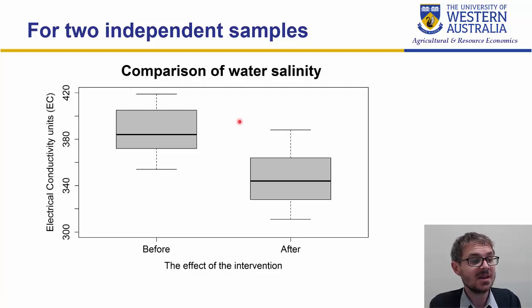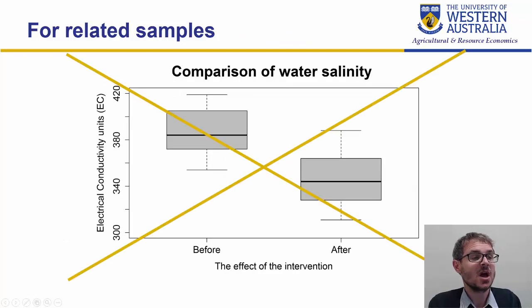Now, what I'm going to say here is that we don't do this, all right? This is a representation for two independent samples. So we don't want to do this. What we want to do, because we've got paired data, is we've really got a different series.